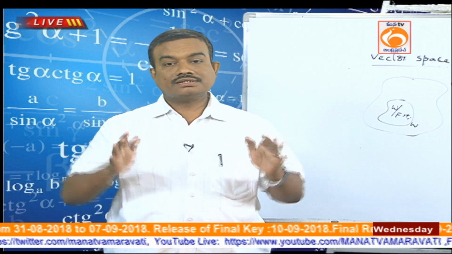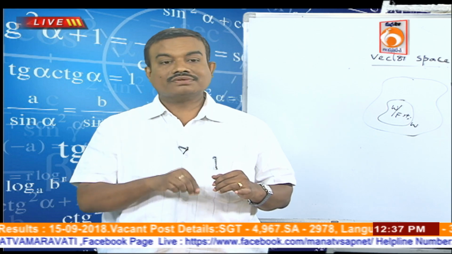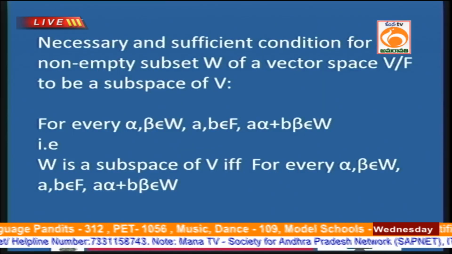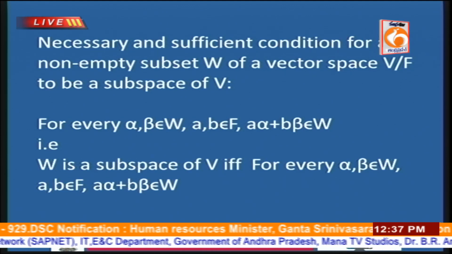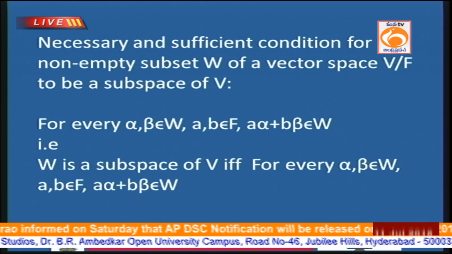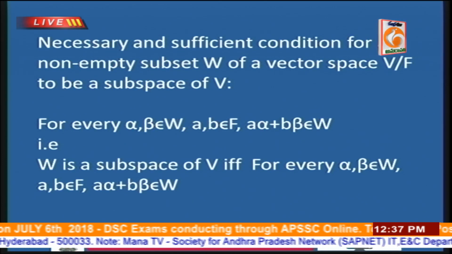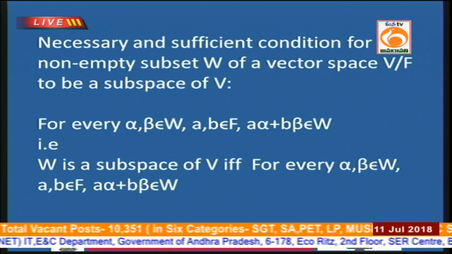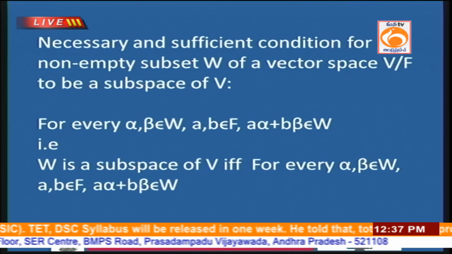So, mathematicians thought this work should be reduced. For our convenience, they have identified a necessary and sufficient condition for a non-empty set W of a vector space V to be a subspace of V. My dear students, I hope you understand the meaning of necessary and sufficient condition. It is an if and only if condition, a double implication. Please read it: for every alpha, beta belonging to W and a, b belonging to F, a dot alpha plus b dot beta should be in W.